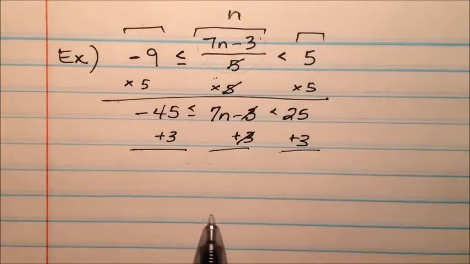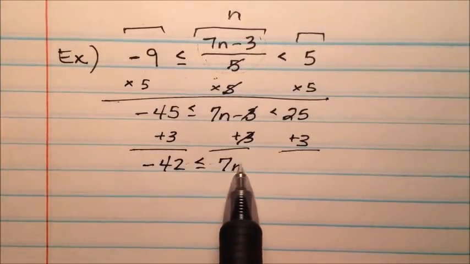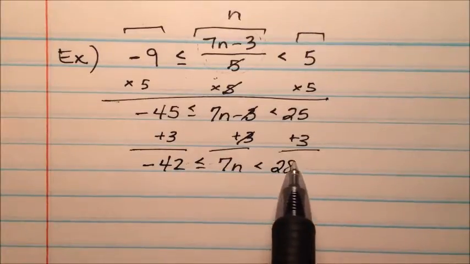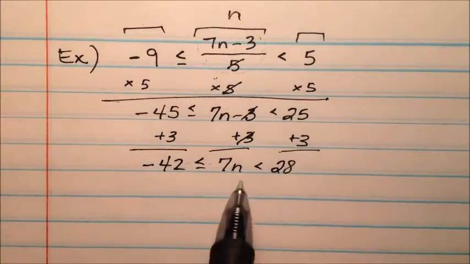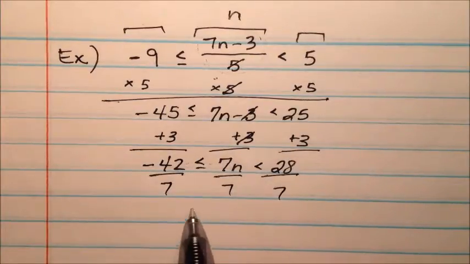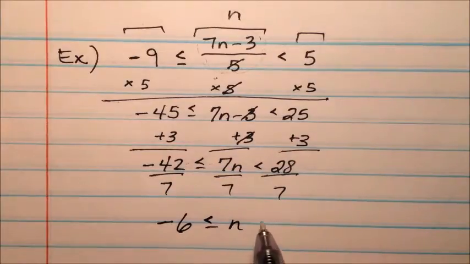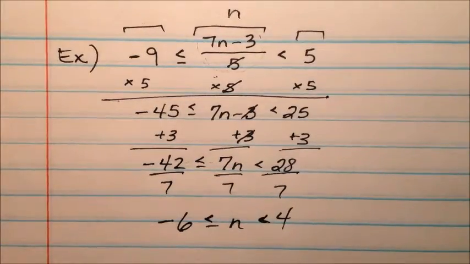These 3's in the middle cancel. Negative 42 less than or equal to 7n, which is less than 28. And then to finish getting the n all by itself, divide everything by 7. So we have negative 6 less than or equal to n less than 4. And there's our trichotomy right there.